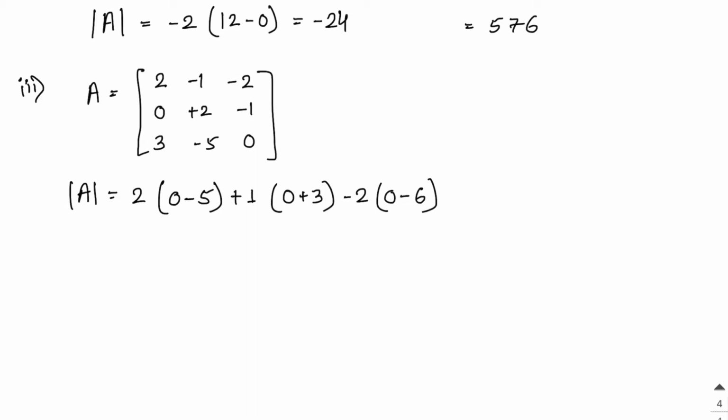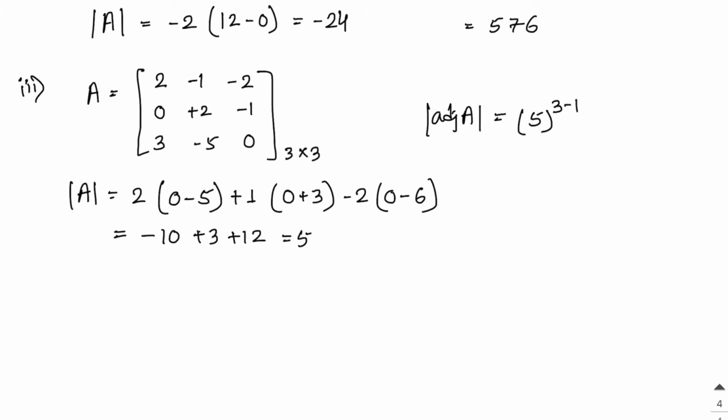Now if you multiply this, it will be minus 10, plus 3, and that one will be plus 12. So 12 plus 3 is 15. So 15 minus 10 equals 5. So det A equals 5. So det adjoint A equals 5 to the power, as it is a 3 cross 3 matrix, 3 minus 1, and that equals 5 square, that equals 25. So 25 is your final answer.